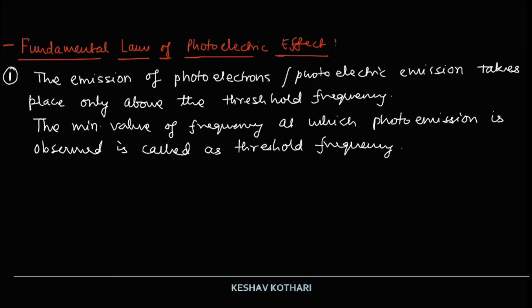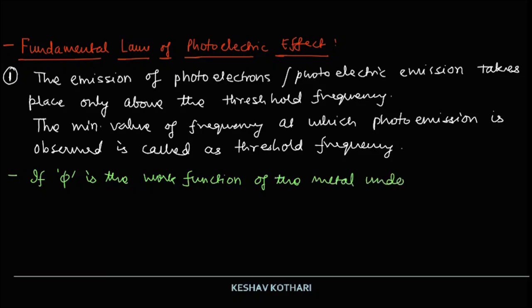So this is the first point that we write, and it is because of the work function of the particular metal, which we have already discussed. I mean to say something like this, that if phi is the work function of the metal undergoing photoelectric emission, then I can say that the minimum value of frequency, that is h mu.